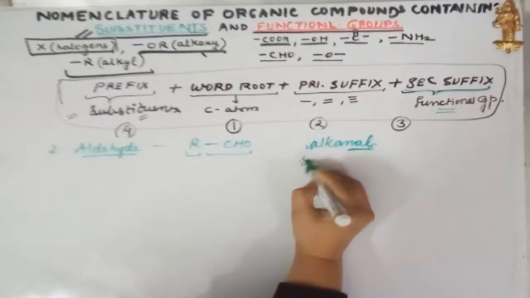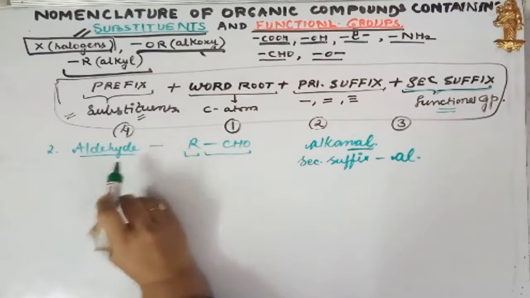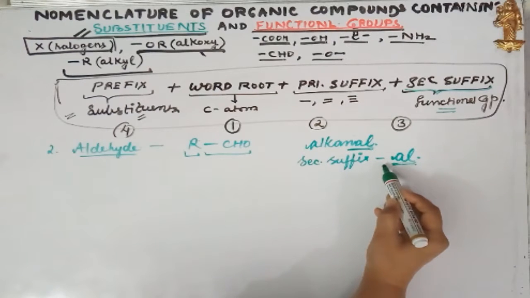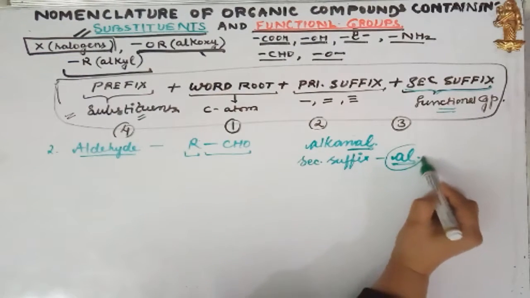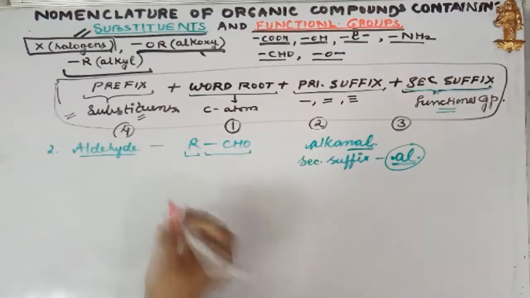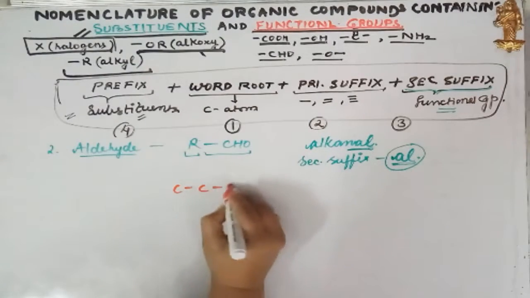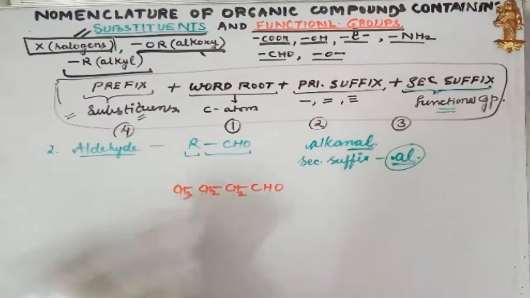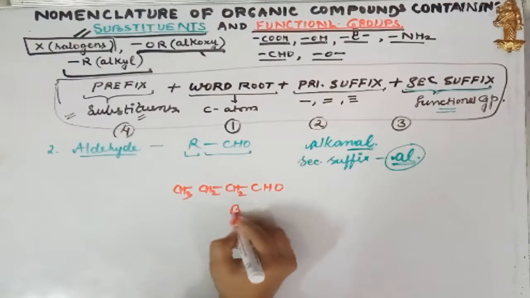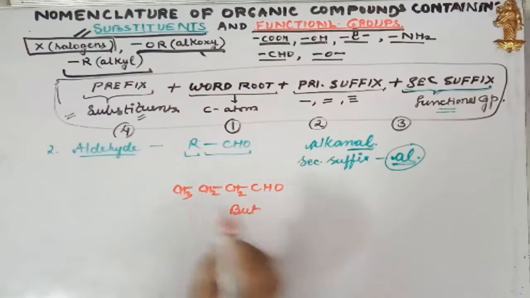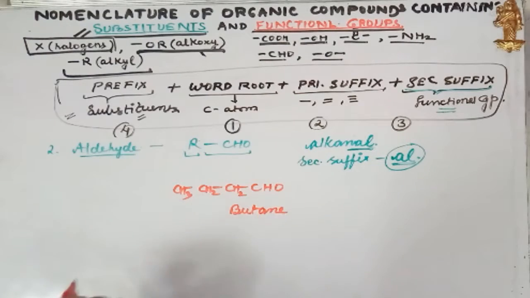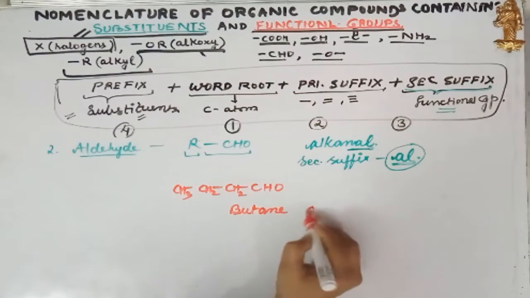So the secondary suffix for the aldehyde is "al". If we find an aldehyde group in a compound, the secondary suffix used will be "al". Let us take one example of this; I am drawing one more compound. The compound has 1, 2, 3, 4 carbon atoms, so it becomes "but". Before the functional group, we consider the double bond or triple bond; it is "ane". The compound has an aldehyde group, so it is "al".